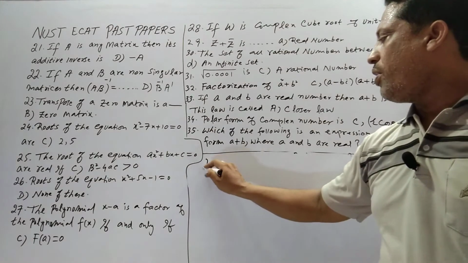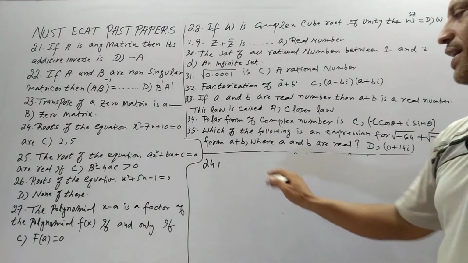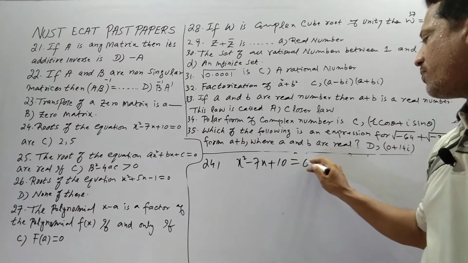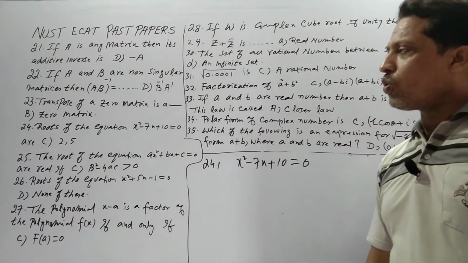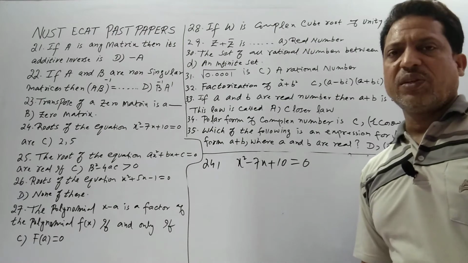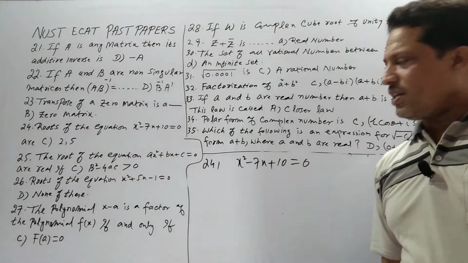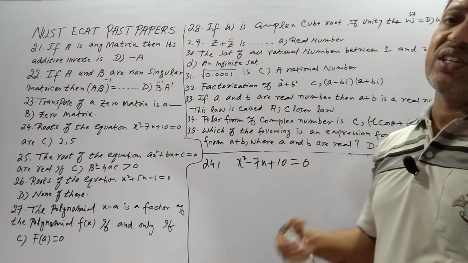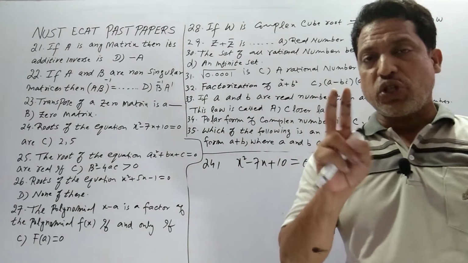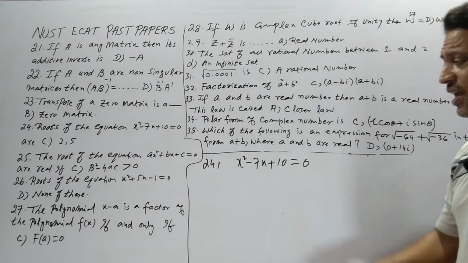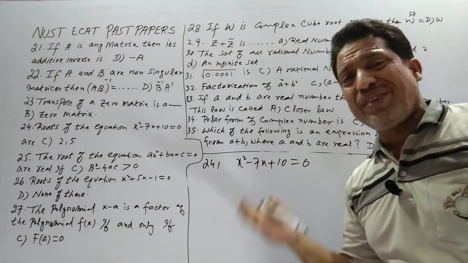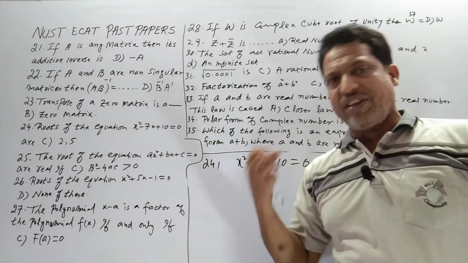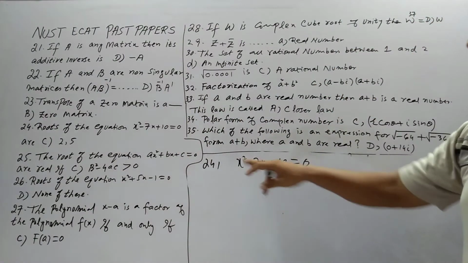Now question 24: the roots of the equation x square minus 7x plus 10 equals 0. Students, roots mean the solution, or simply the values of x. This is a quadratic equation. A quadratic equation is an equation in which the highest power of the given variable is 2. It means a quadratic equation must have 2 solutions. If we have a cubic equation, we must have 3 solutions, and so on.